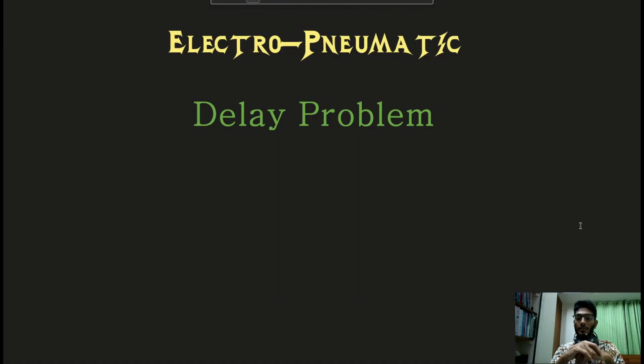This video will be on a delay problem. So let's see that problem. Okay, here I have a double acting cylinder. What I need to do is press a start button. By pressing the start button, the cylinder will extend. It will extend and stay in the extended position for 5 seconds. And after 5 seconds, it will automatically return to its initial position.